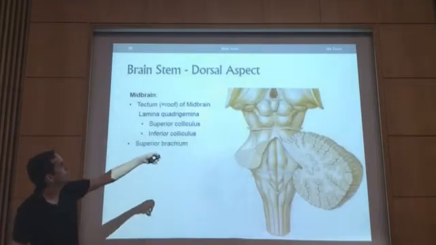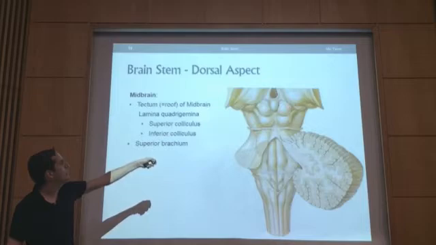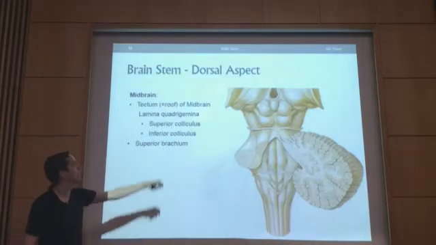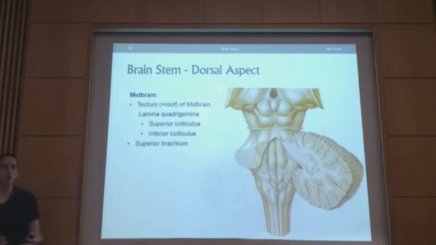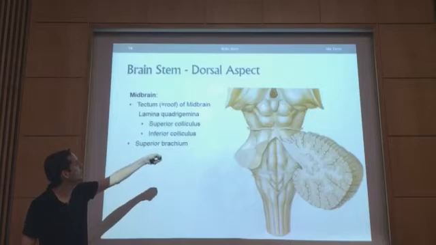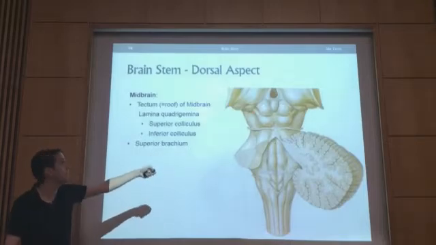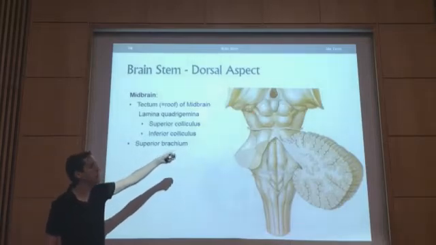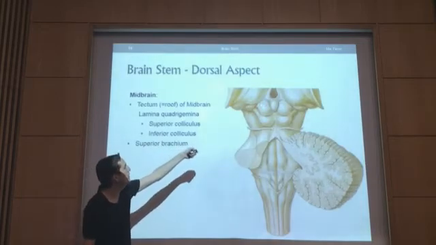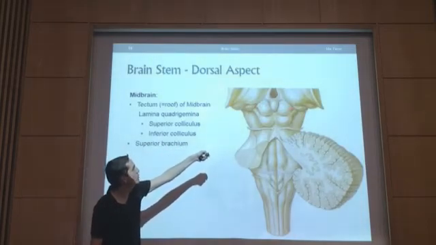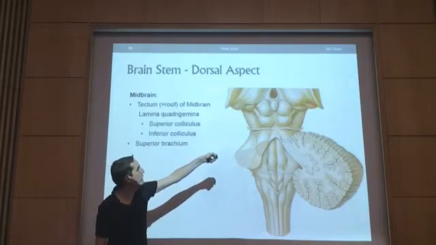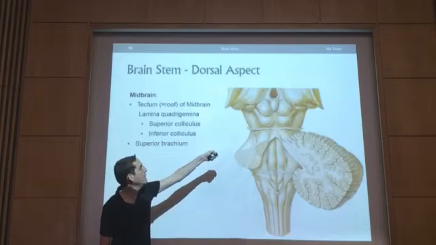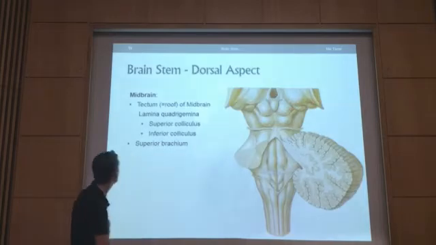So the way the superior colliculus is connected to the lateral geniculate body is through a brachium. Brachium means branch. We can't see it very well in here. We'll see it in the next slide because the medial geniculate body covers it. But from here, there's a small branch. This is the superior brachium that connects the superior colliculus to the lateral geniculate body. It goes in here behind the medial geniculate body.